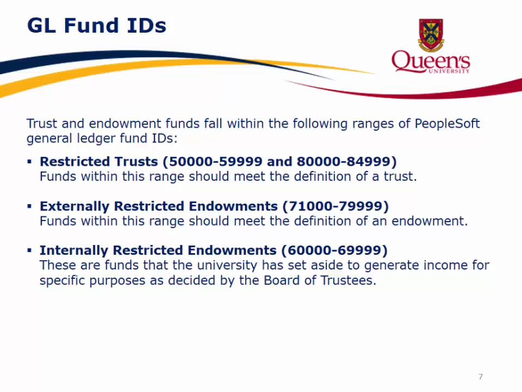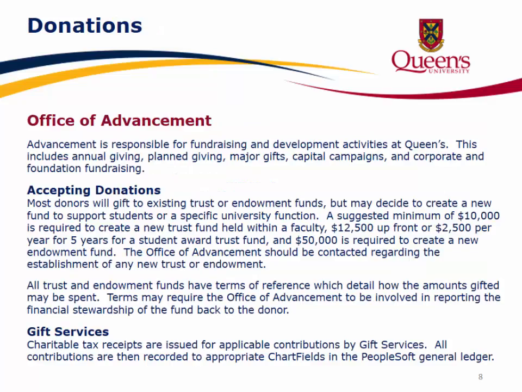Office of Advancement. Advancement is responsible for fundraising and development activities at Queen's. This includes annual giving, planned giving, major gifts, capital campaigns, and corporate and foundation fundraising. Accepting donations. Most donors will gift to existing trust or endowment funds, but may decide to create a new fund to support students or a specific university function.